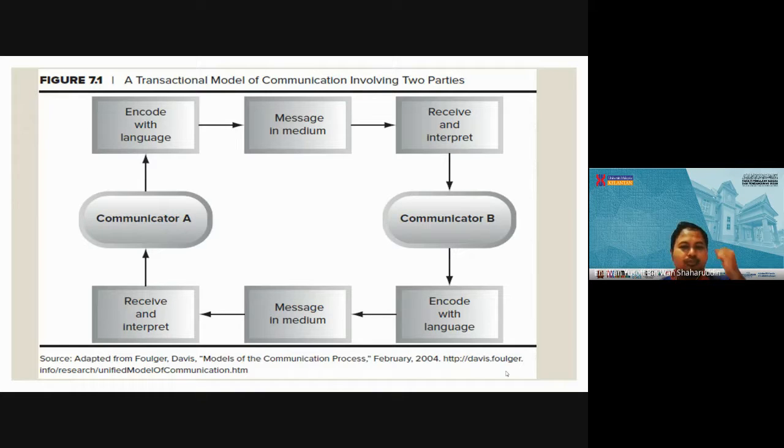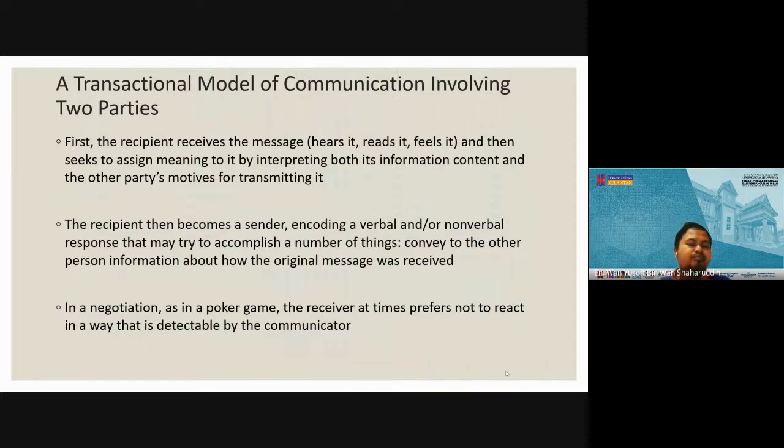Received and interpreted by communicator B, and then the process begins again by communicator B encoding again, putting it in a medium, and then received and interpreted again by communicator A. So we know that the recipient receives the message, hears it, reads it, feels it, and then seeks to assign meaning to it by interpretation, interpreting both the information content and the other party's motive for transmitting it. So when we receive the information, we are not just trying to interpret that particular message, we will also try to interpret the motive of the person sending the message.